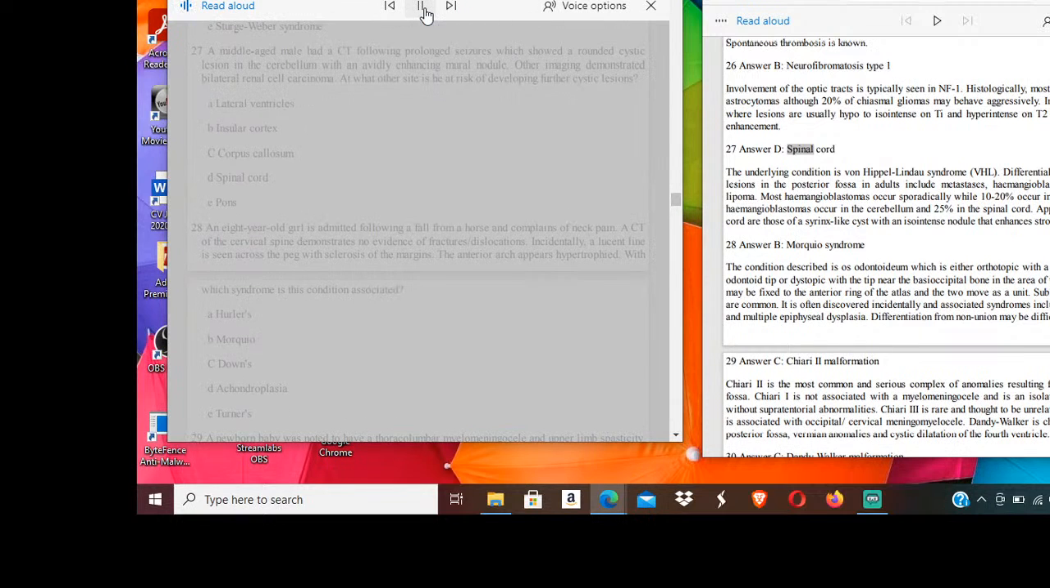E. Sturge-Weber syndrome. 27. A middle-aged male had a CT following prolonged seizures, which showed a rounded cystic lesion in the cerebellum with an avidly enhancing mural nodule. Other imaging demonstrated bilateral renal cell carcinoma. At what other site is he at risk of developing further cystic lesions?